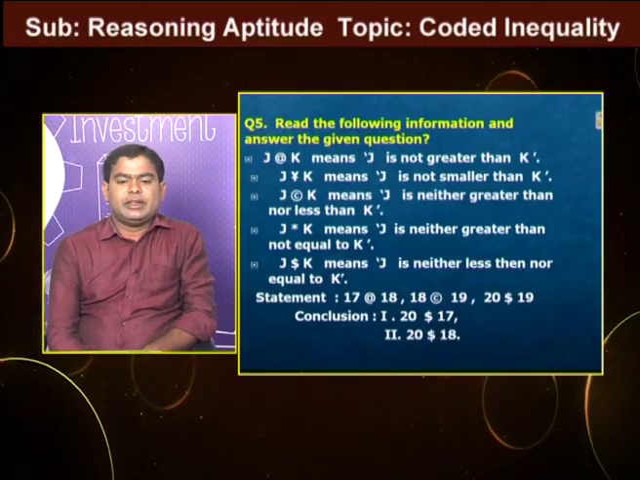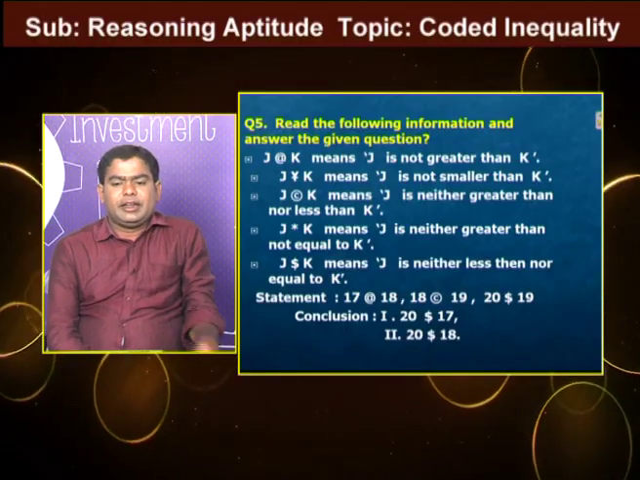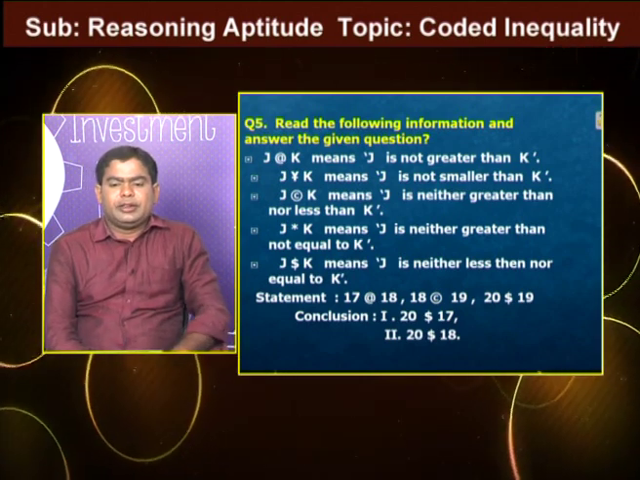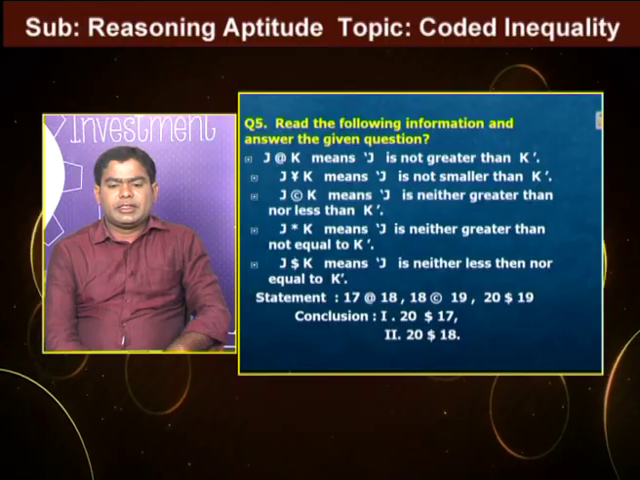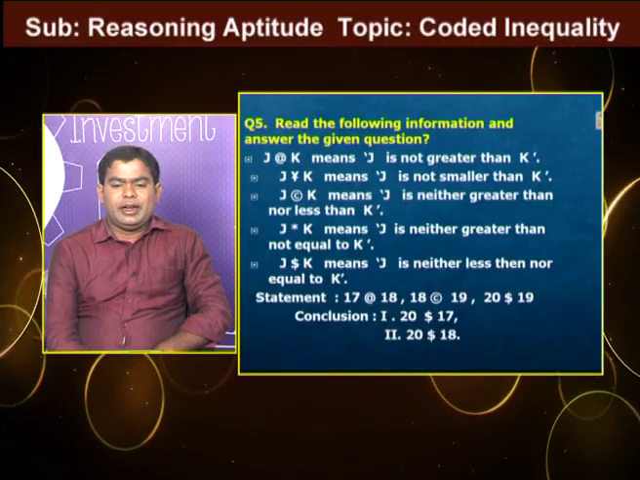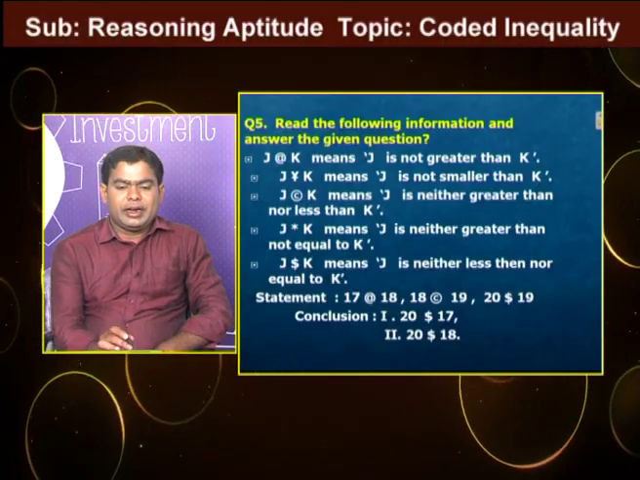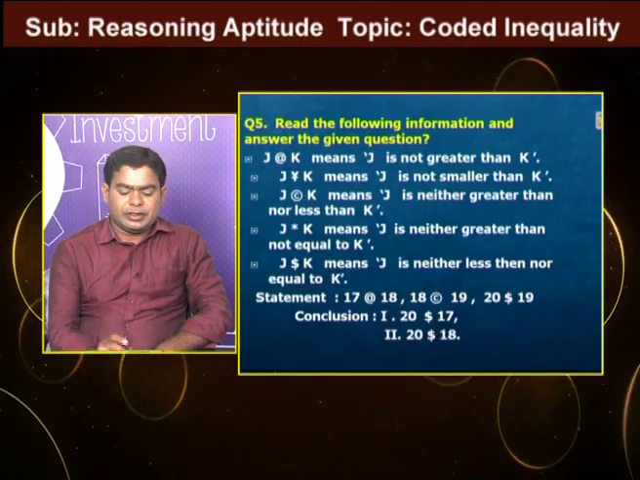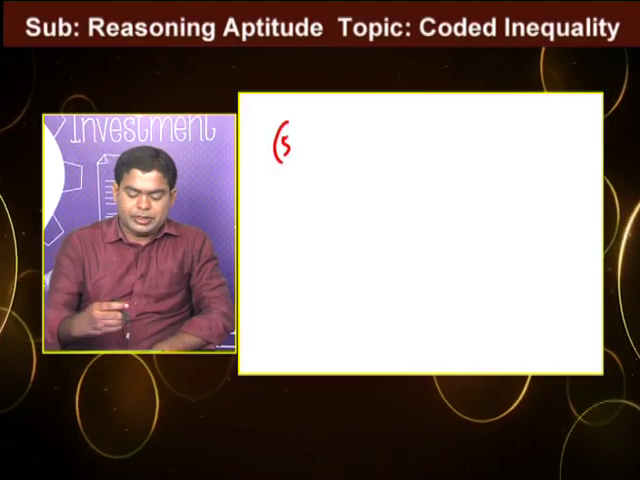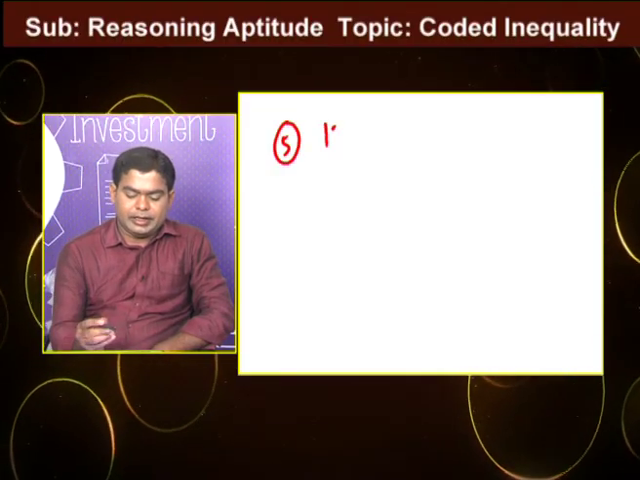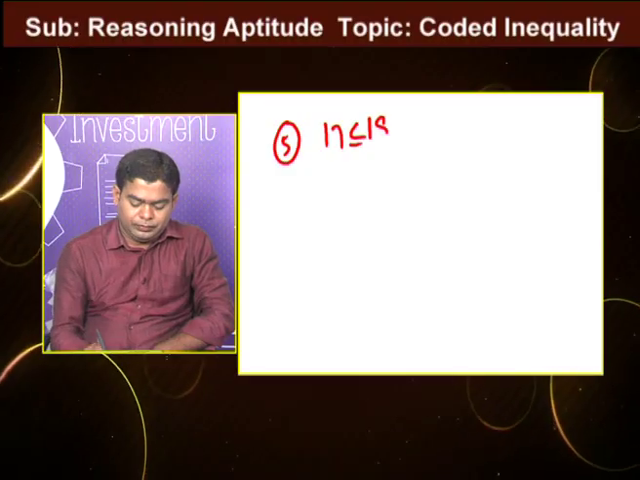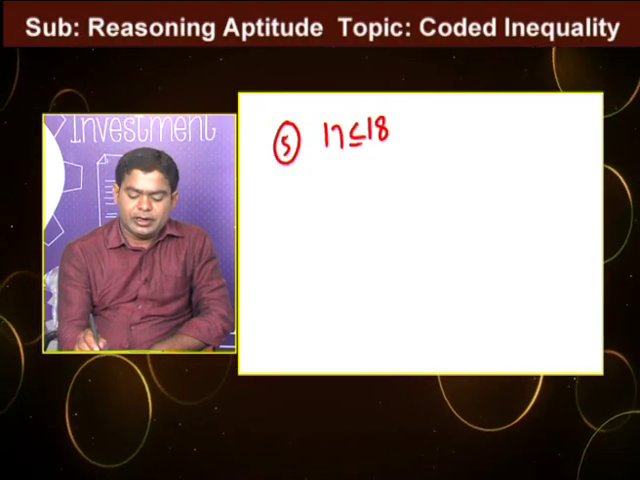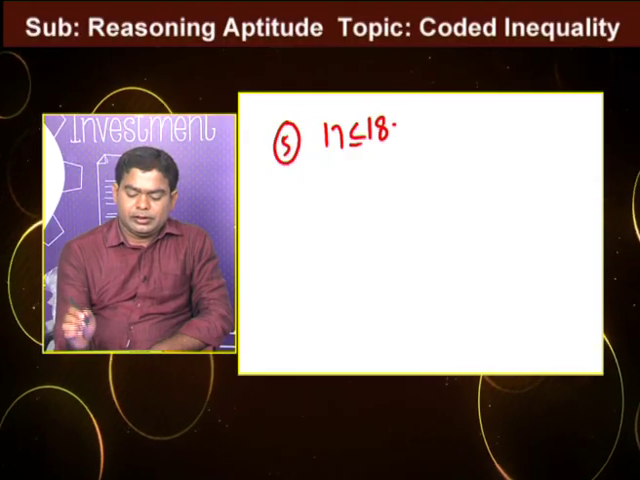So the fifth question is 17 at the rate 18, 18 copyright 19, 20 dollar 19. Conclusion 1: 20 dollar 17, conclusion 2: 20 dollar 18. So that means we apply the inequalities for the given statement and conclusion. So the fifth question, that one is 17 at the rate 18. Here at the rate is denoted as less than or equal to 18.